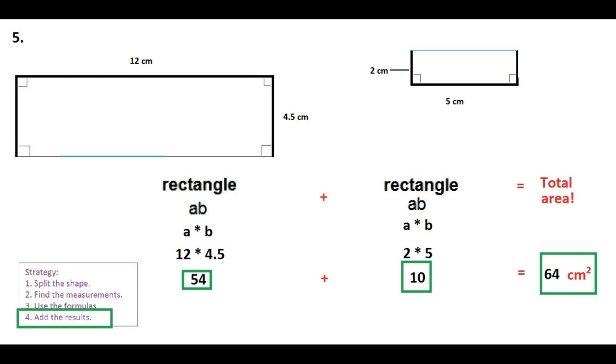So 54 plus 10 is 64 centimeters squared. And I didn't forget my units this time. This is all there is to it for that first shape for number 5. All right, 64 centimeters squared. And that's it. For number 5, that's the answer.